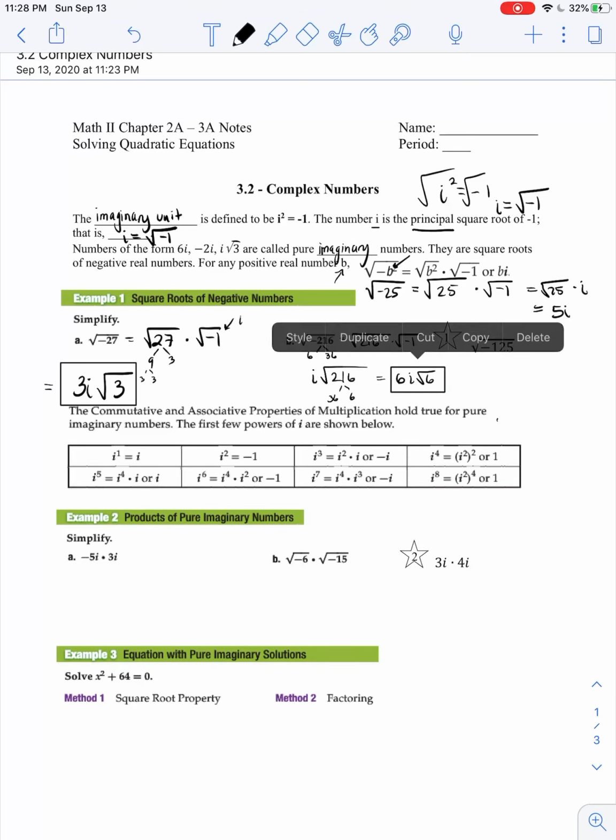So go ahead and pause the video, do the first try this problem. And once you're back from doing the try this problem, we're going to go over some properties of imaginary numbers.